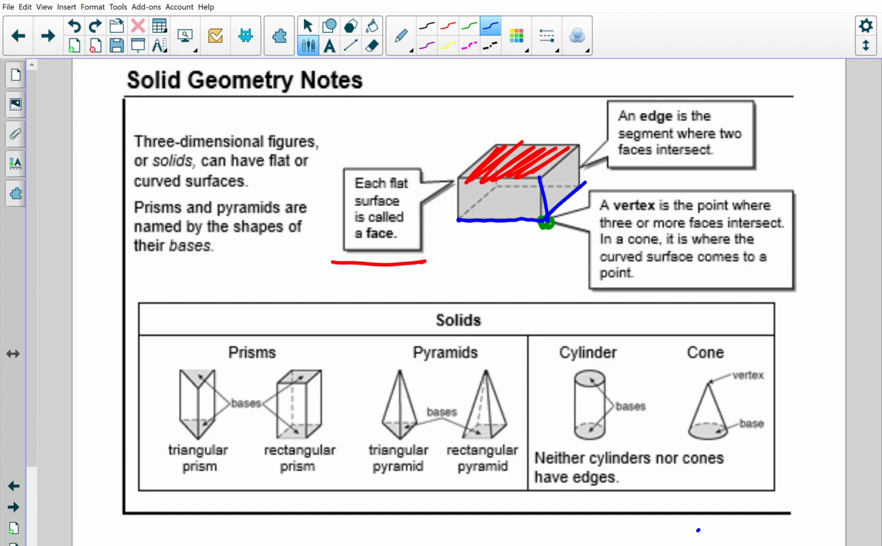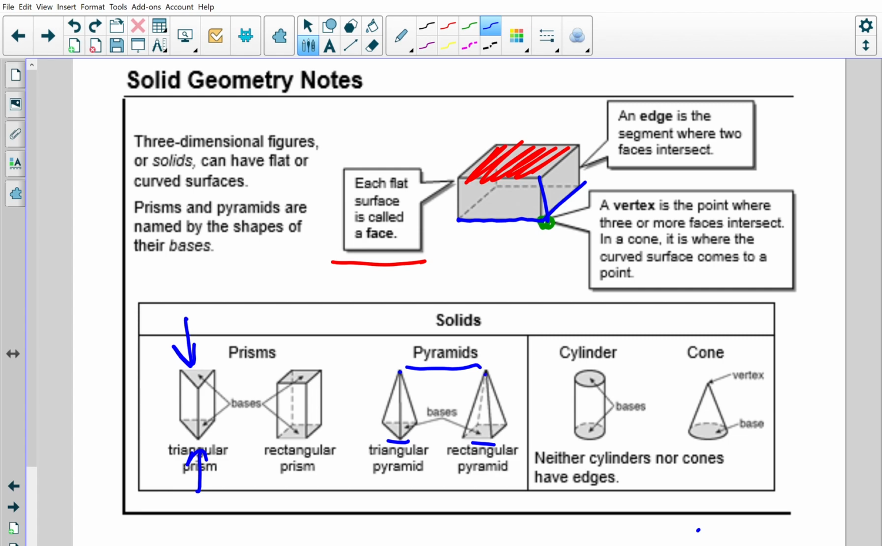We've got prisms, which are hard-edged in nature, right? No curves. And with two bases, very important. Two bases, one there, one there. What separates a pyramid from a prism is that it only has one base, right? And it comes to a point.